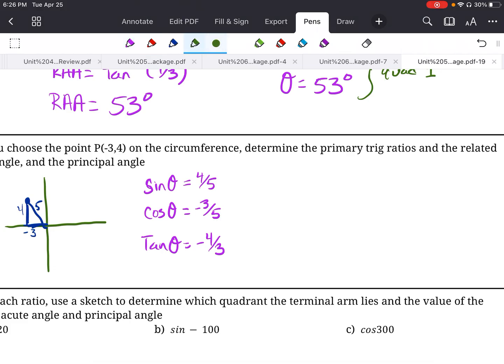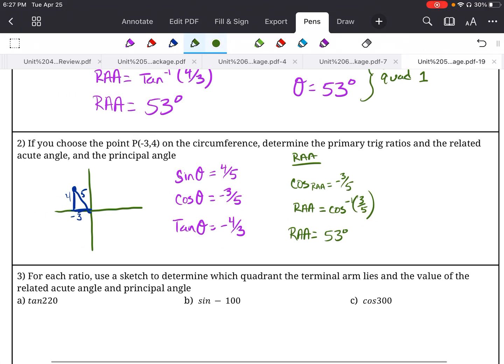Okay. So we are going to find the related acute angle. And this time let's use cos. Okay, so the cos of the RAA equals negative 3 over 5. So we're just going to work with 3 over 5, and I will explain that later on in the lesson. So the related acute angle is the cos inverse of 3 over 5, and that tells us again that it's 53 degrees.